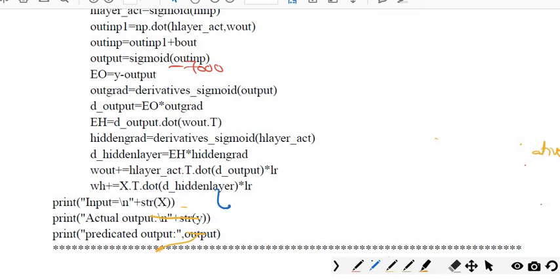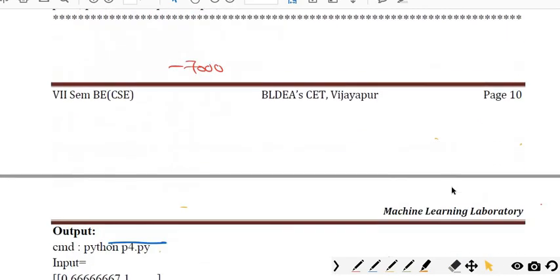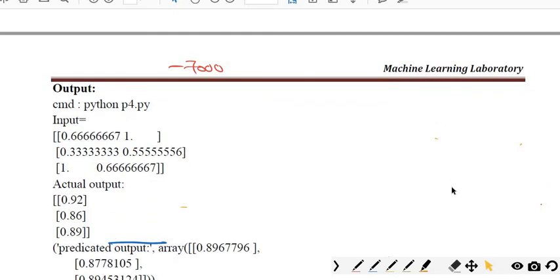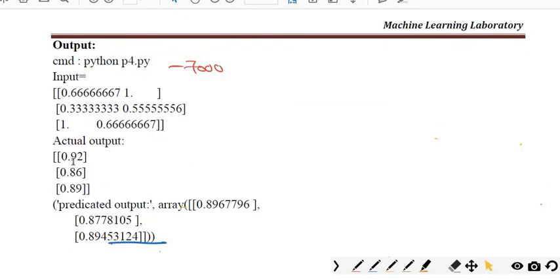After that we print the actual output and the predicted output. The actual output is what output we targeted, and predicted is the output we got after calculation for the input value. If you look here, this is the input we have given, and this is the actual output: 0.92, 0.86 and 0.89. As you can see here the predicted values, some error is there. Here there is no error, and here there is also no error, because the predicted value is correct.